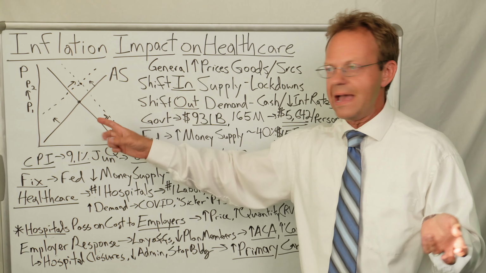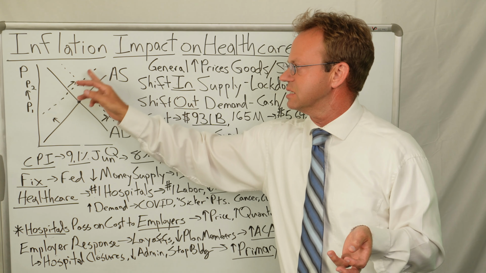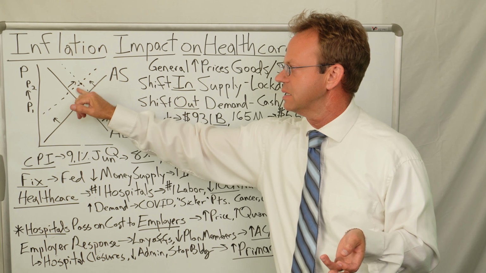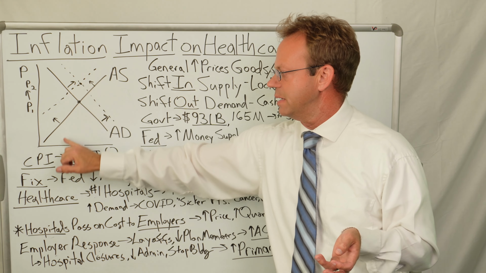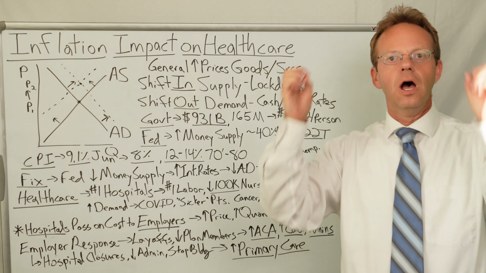Now, what's that called when aggregate demand goes in? Okay, so let's say aggregate supply stays the same and aggregate demand goes in. So in other words, you're going to go from that point down to that point. Well, that means that both the price goes down and the quantity of goods goes down. What's that called? A recession.